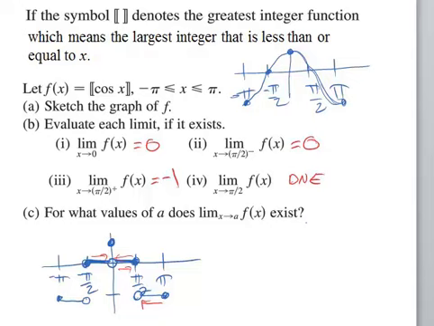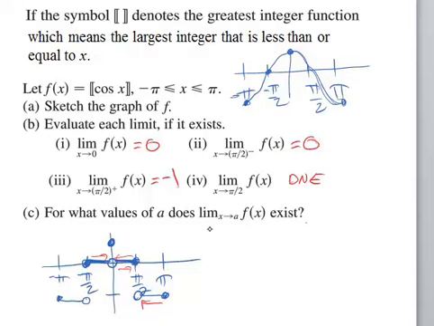Let's look at part C. For what values of a does the limit as x approaches a of this function exist? As we're looking here, the only place we have issues is at negative pi over 2, where the left-hand limit doesn't agree with the right-hand limit, and at pi over 2, where the left-hand doesn't agree with the right-hand. At all other places, from negative pi halves to pi halves, they agree, and so the limit exists.